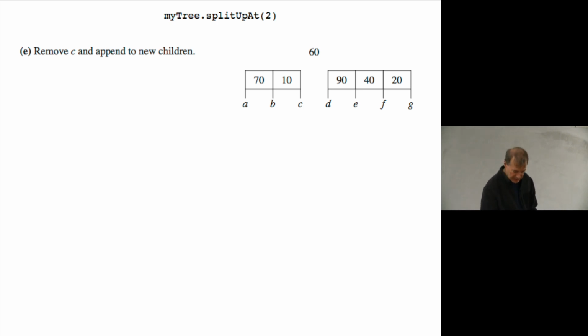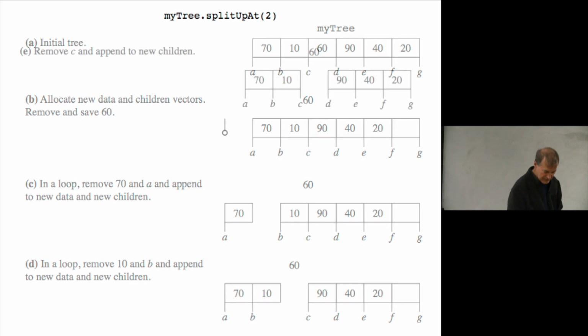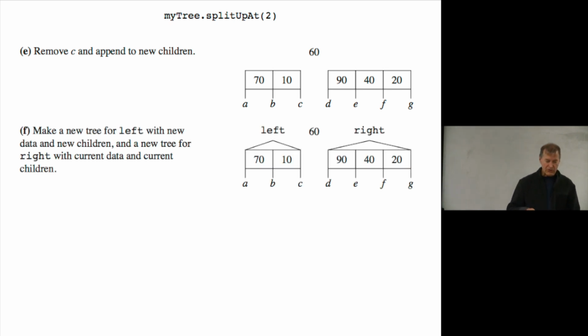So if we look at part D, we see that C is the left child of 90, and when you remove it using the remove operation, the D, E, F, and G are going to be shifted over. So that's the behavior of a remove operation in a vector. The D, E, F, and G got shifted over, and we put the C as the right child of 10. And now in F, this is where the two new trees are going to be allocated.